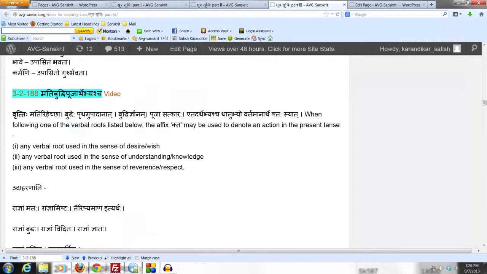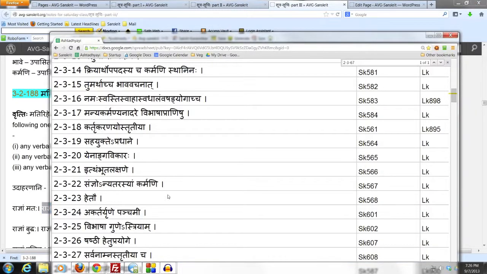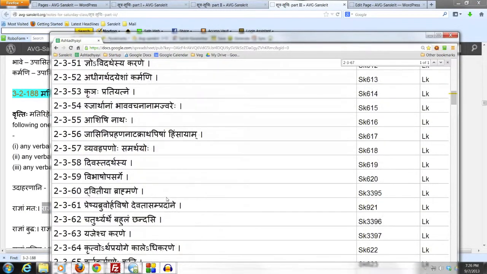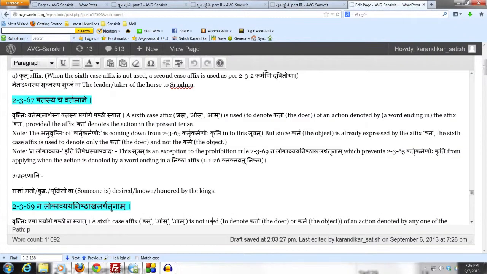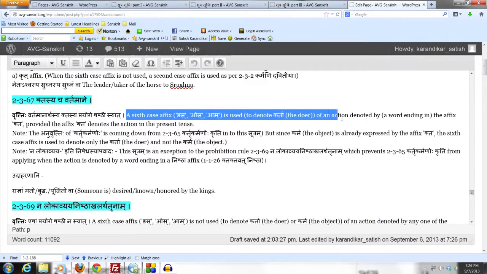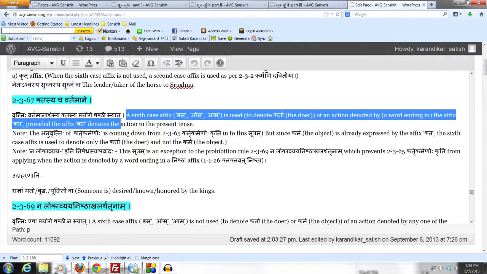To understand that, let us now take the Sutram 2.3.67, which says Ktasya cha vartamane. The vritti says Vartamanarthasya ktasya prayoge shashti syat, which means that a sixth case affix is used to denote the karta, the doer of an action, denoted by a word ending in the affix kta, provided the affix kta denotes the action in the present tense.